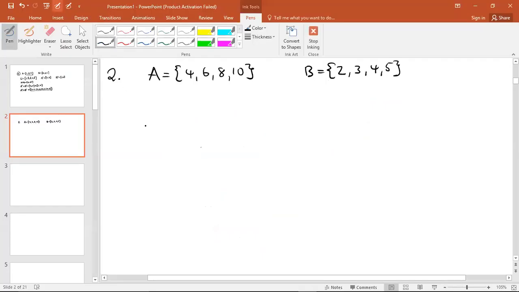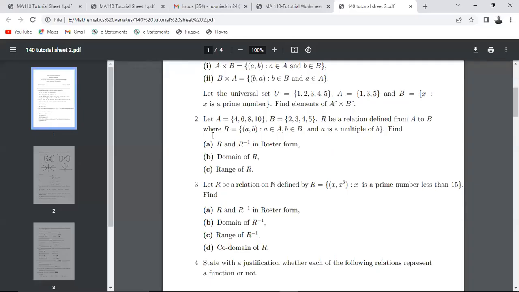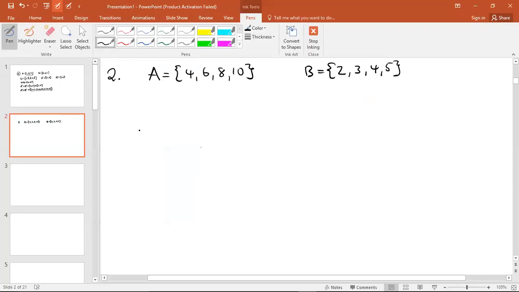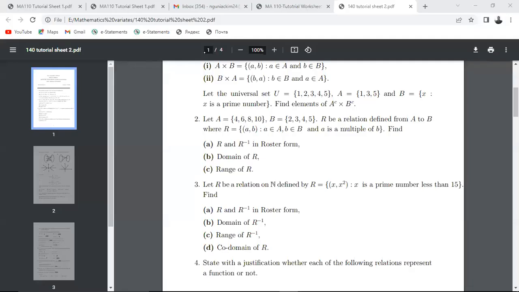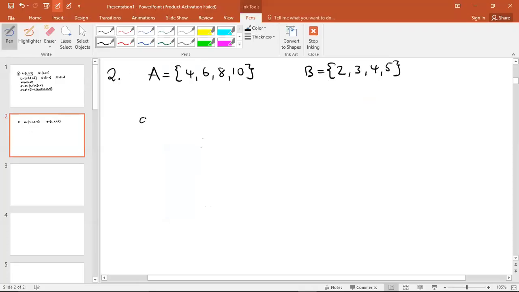So we are going to come up with R. They are telling us to say, in roster form, come up with R and its inverse. So it's simple. If we come up with R, then its inverse is a trivial solution. A trivial solution. It's very simple then.